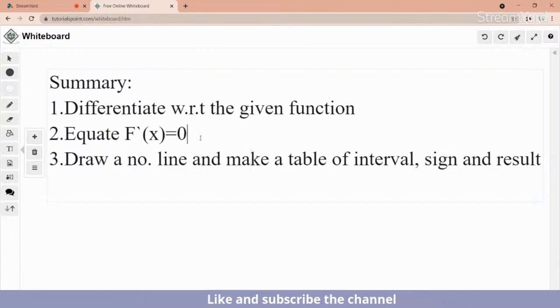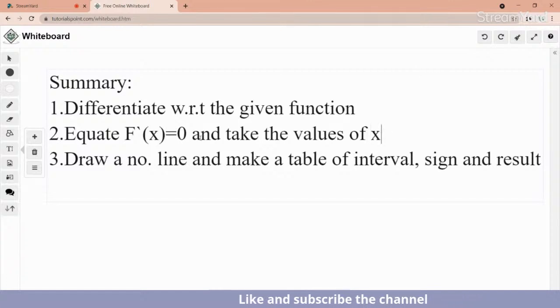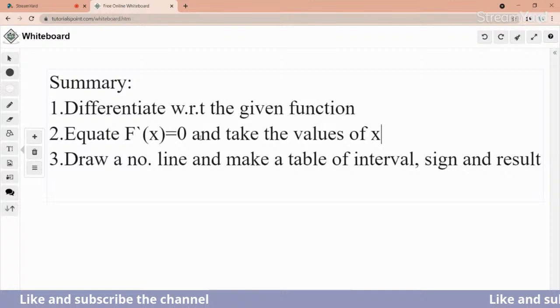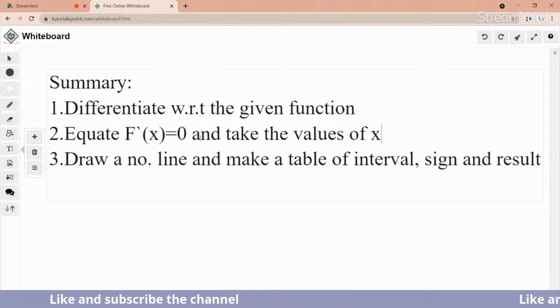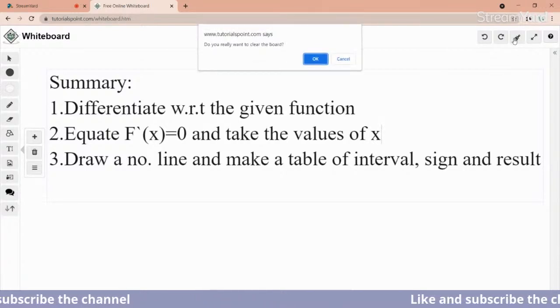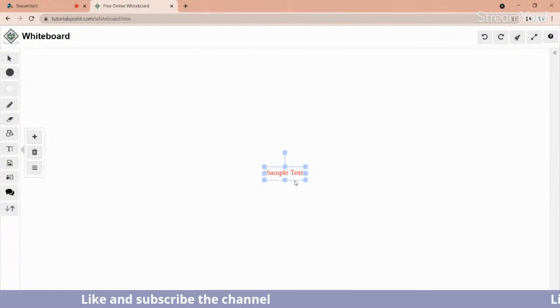Then take out the values of x, and taking a number from each interval, see in which interval it's increasing or decreasing, and take the answer. That's how simple it is. So this was all about increasing and decreasing functions. Now I hope you are able to understand it. Now I will do maxima and minima.